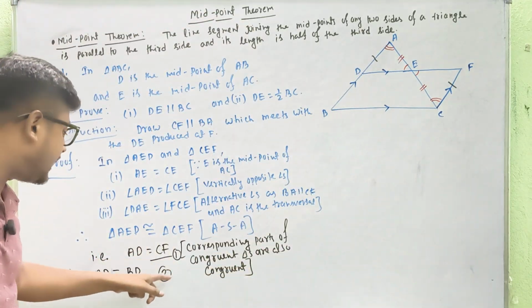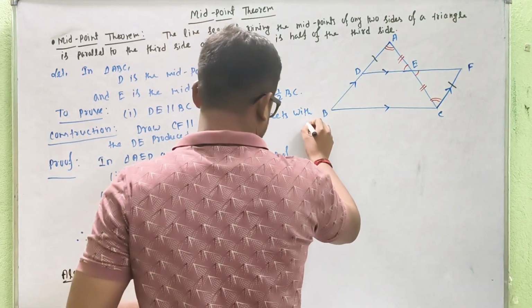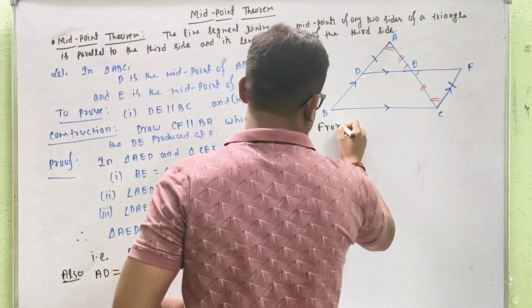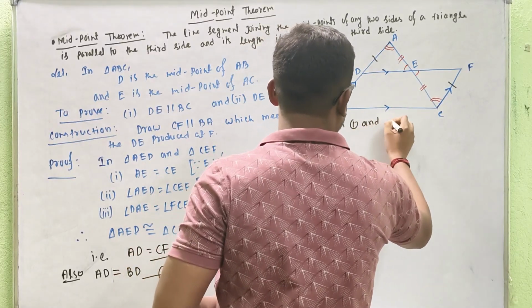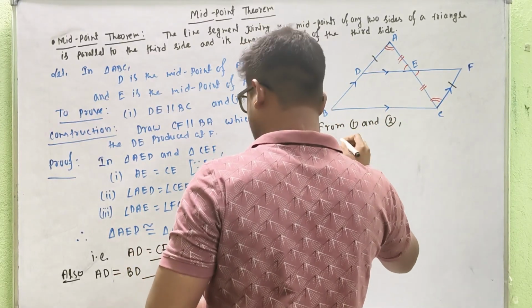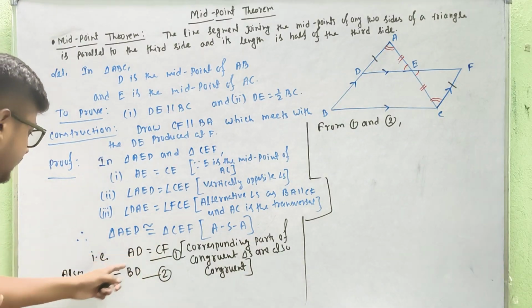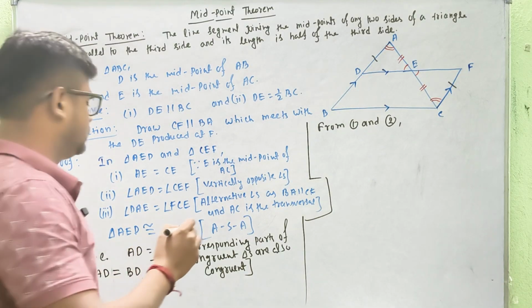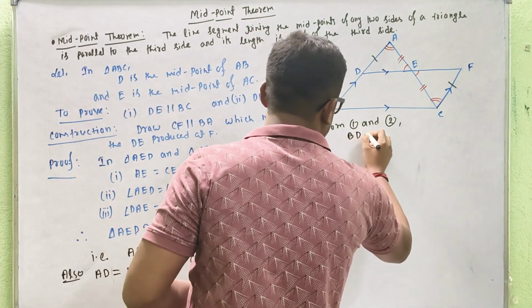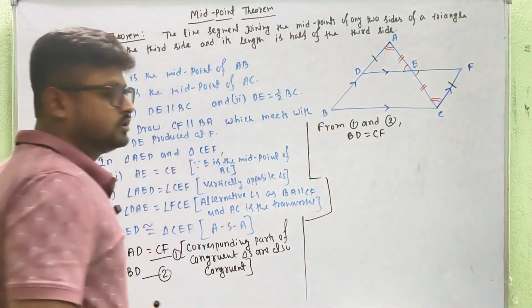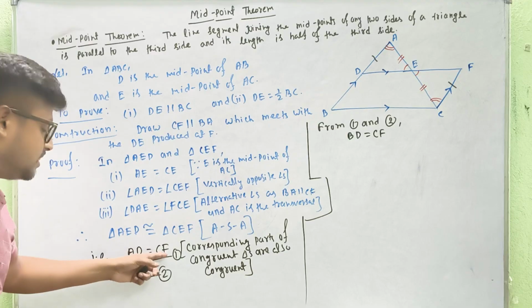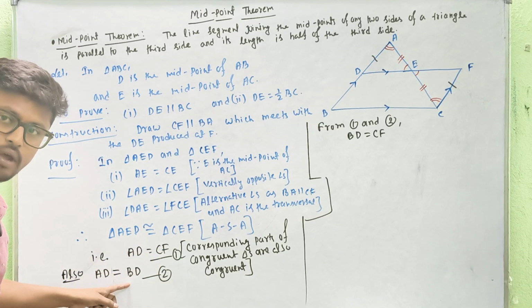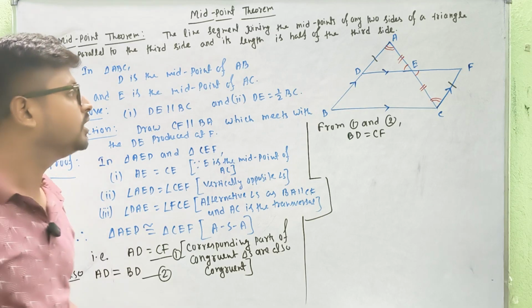So from combining 1 and 2, here AD equals CF and here AD equals BD. So we can say that BD and CF are equal. BD equals CF, because AD is equal to CF and AD is equal to BD, so CF and BD will be equal.